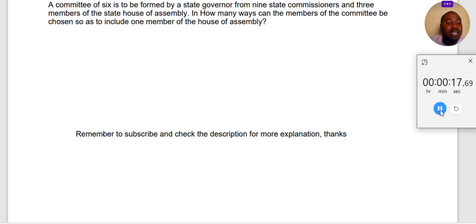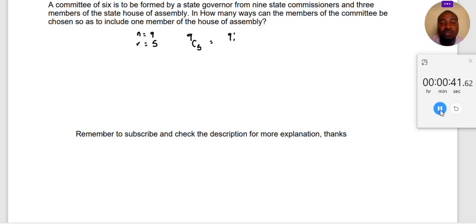Okay, so if that's the case, I have 9 commissioners, right? This is also a combinations question, just like the previous one. So I have 9 commissioners, and the commissioners to be chosen from these 9 is going to be 6, but I want 1 to be from the House of Assembly, so my r is going to be 5. The one I will spare for the House of Assembly. So I have 9 combination 5.